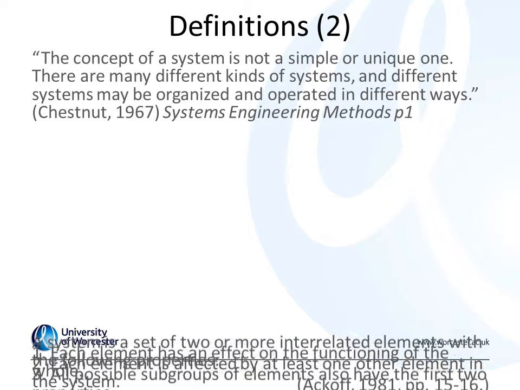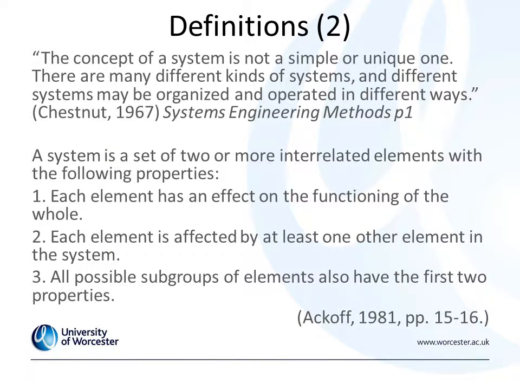According to Ackoff in 1981, a system is a set of two or more interrelated elements with the following properties. One, each element has an effect on the functioning of the whole. Two, each element is affected by at least one other element in the system. Three, all possible subgroups of elements also have the first two properties.